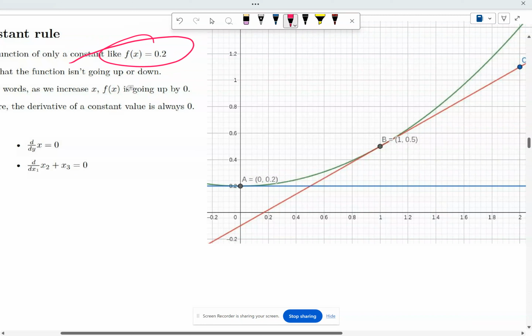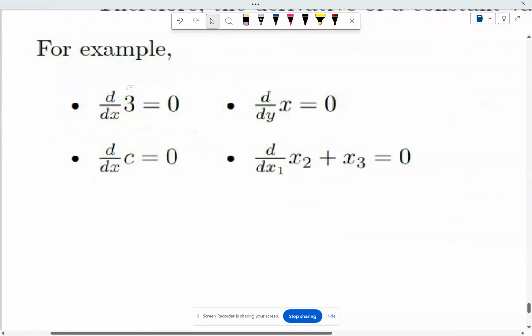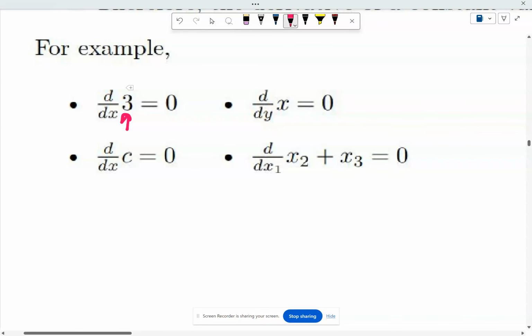Now, the derivative of a constant value is very, very simple because remember, what does the derivative tell us? It tells us if the function is going up or down at a given point. Therefore, if the function is not going up or down ever, then you just put a 0. So the derivative is always 0, which is very simple. Here's some examples. So here you're taking a derivative of 3. This is just a constant value with respect to x, and therefore you're going to say the derivative is 0.